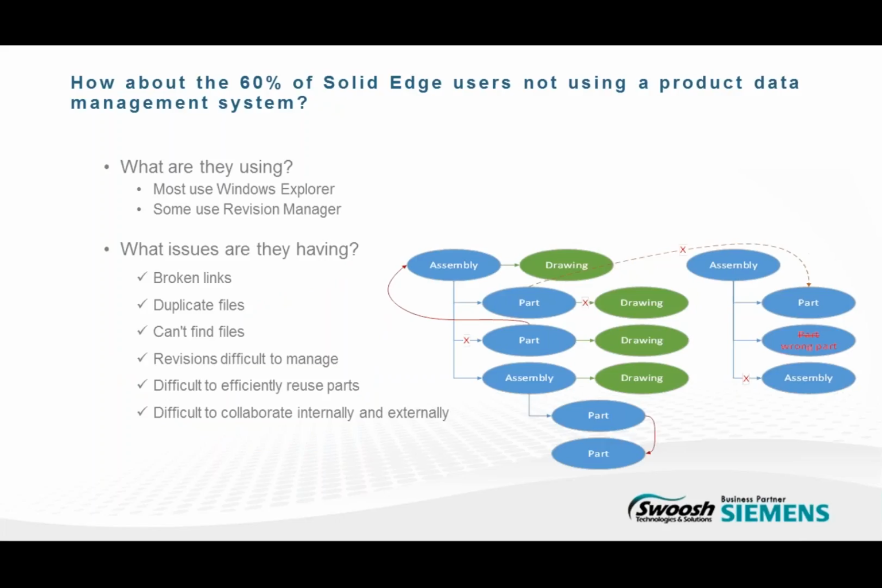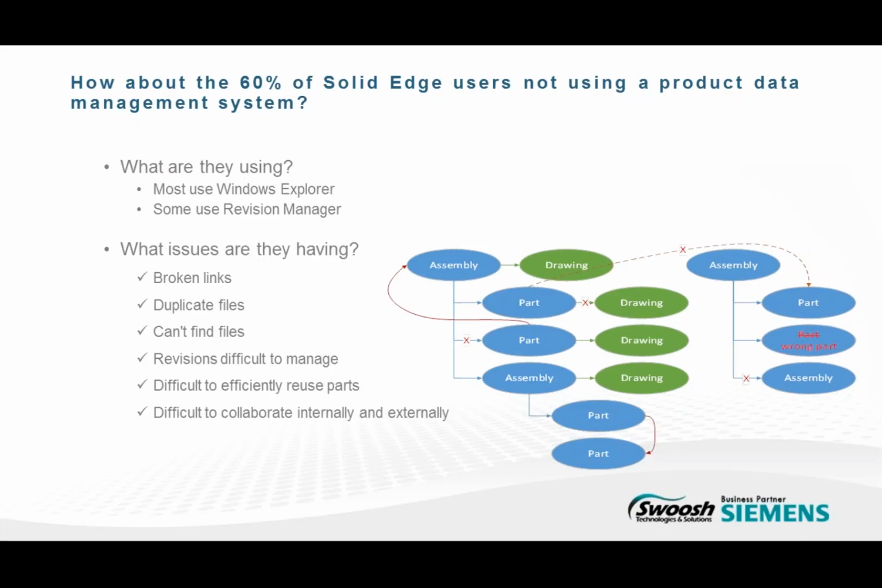So basically the folks that were not using a product data management system at this point, like many of you on the line today probably, a lot of them are using Windows Explorer. They're setting up either product directories or project directories. They may have a released folder. They may have an in-work folder and so forth. And some of them are using the revision manager.